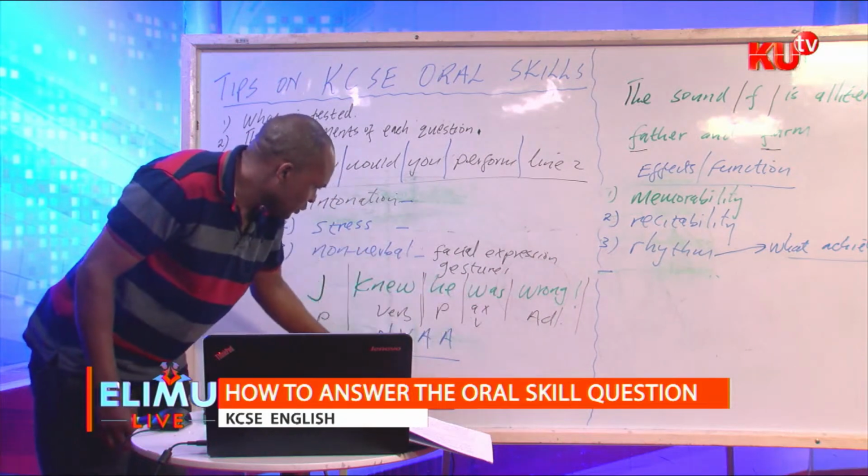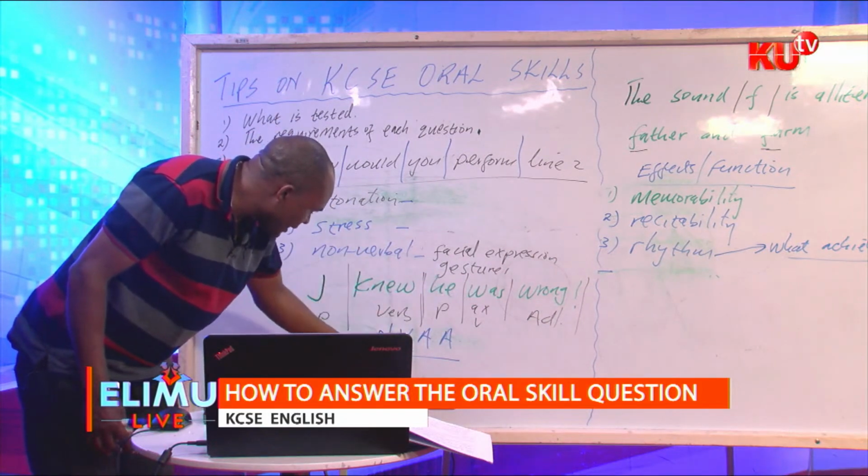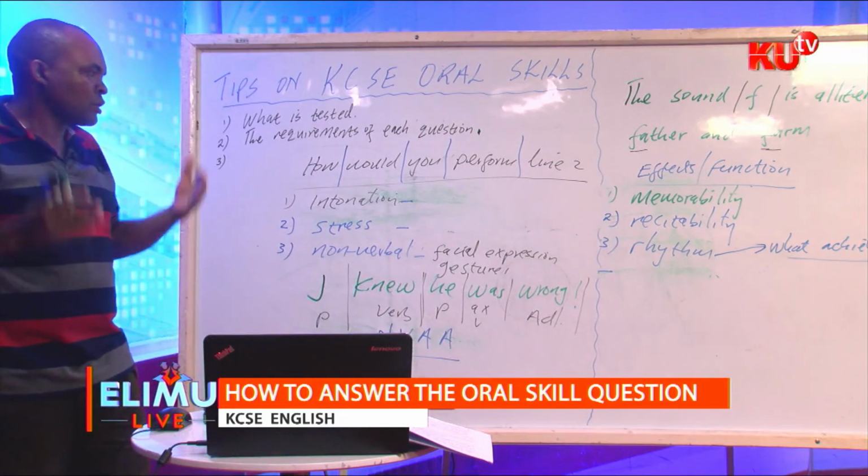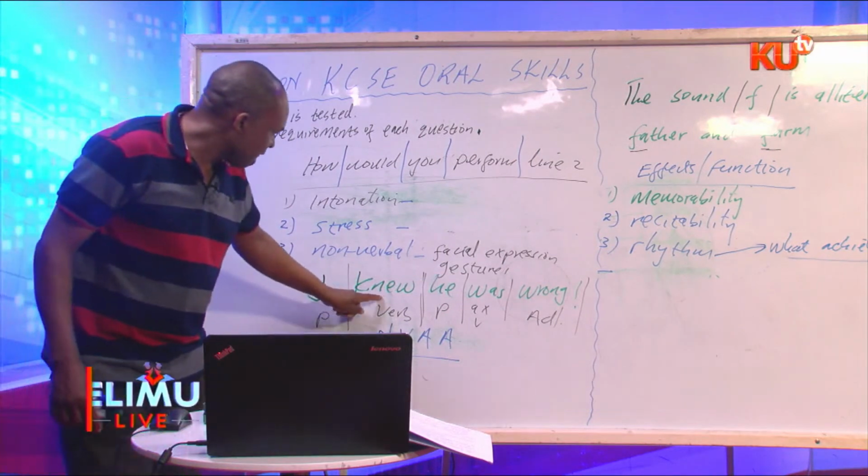So from there, you can proceed to answer the question and say, I would stress "knew" and "wrong", because they are content words. "Knew" is a verb, and "wrong" is an adjective, as in "I knew it was wrong." You would emphasize that.